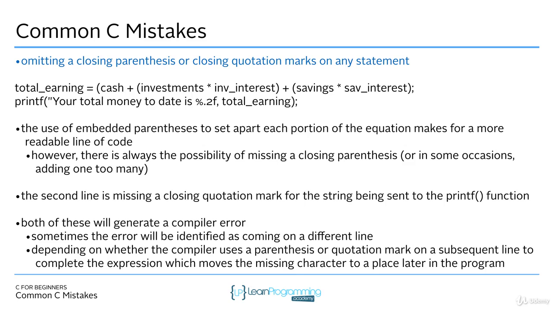Sometimes, though, the compiler error is very misleading because it doesn't actually know where the error occurs. It thinks the error might have occurred on a subsequent line. So the line that it tells you the error is on might be misleading. Depending on whether the compiler finds a parenthesis or a quotation mark on a subsequent line, it will actually complete that expression. So it will move the error down into another line. And that's where it will complain and say that's where the error is. But the actual error is higher up above where it reports it.